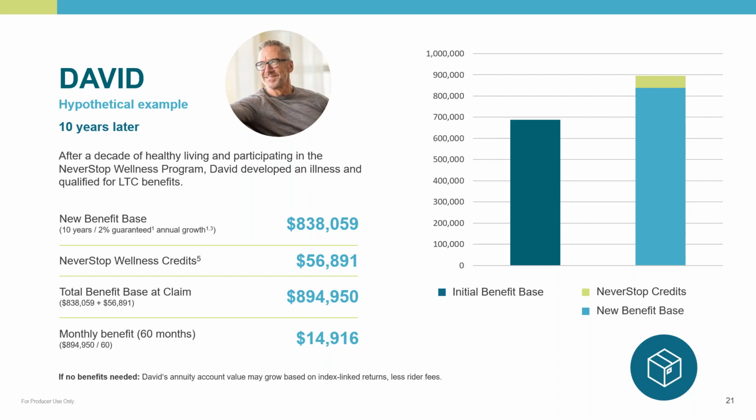So I think this is a perfect example that shows the power of the Never Stop Wellness program. In this particular client situation, he's waited 10 years until time of claim. So he's really gotten that 2% compounded roll-up for the first 10 years of deferral, which is definitely benefiting him as, like I said, a hedge against inflation.